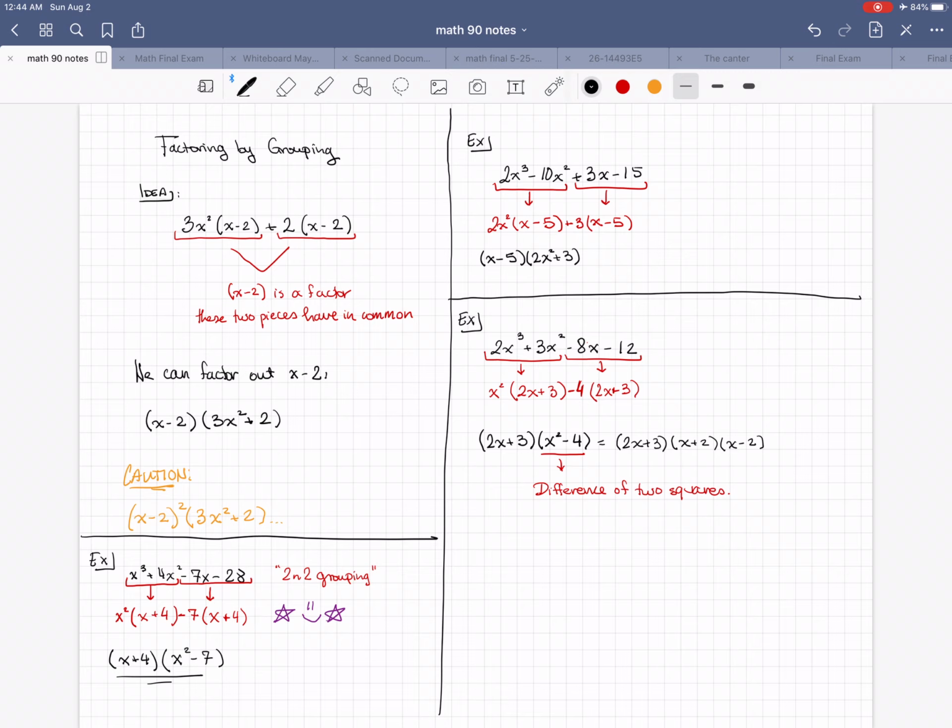So I want to do one last example with you all. And the example that I would like to do with you is the following. I'd like to look at 15x cubed minus 21x squared plus 5x minus 7.